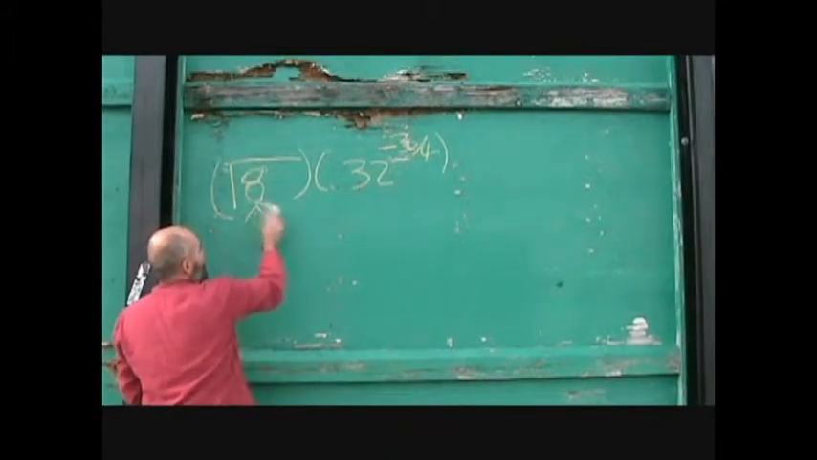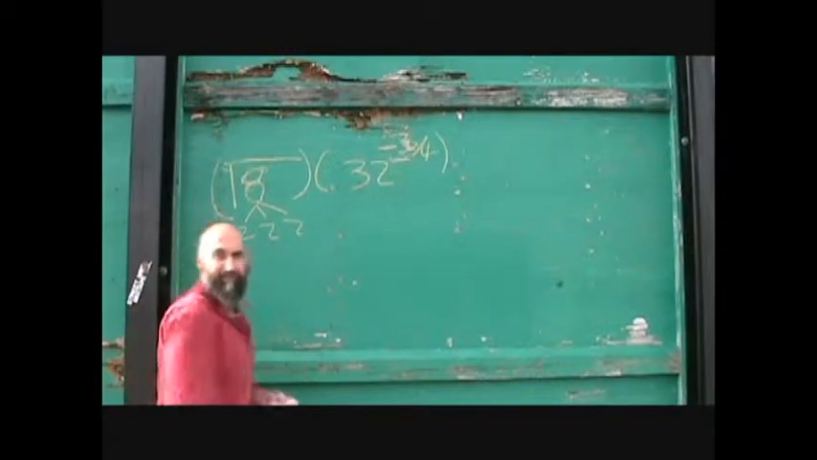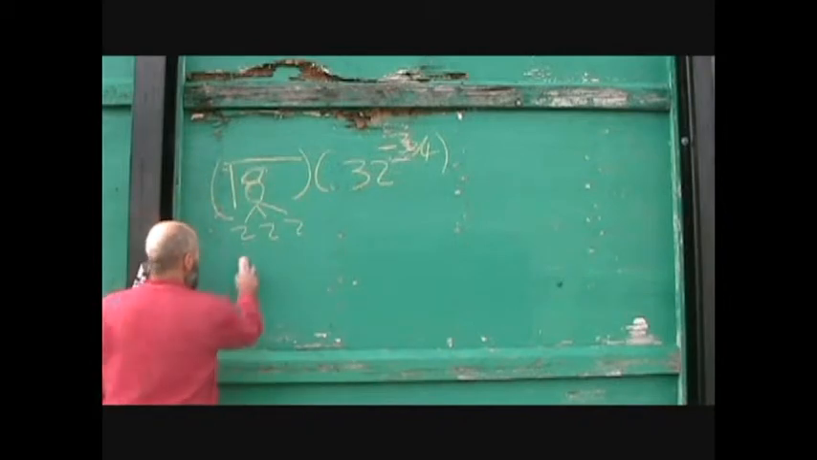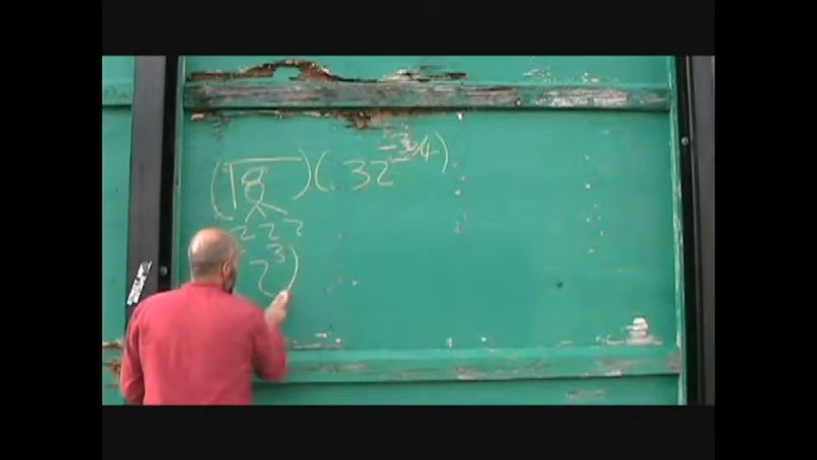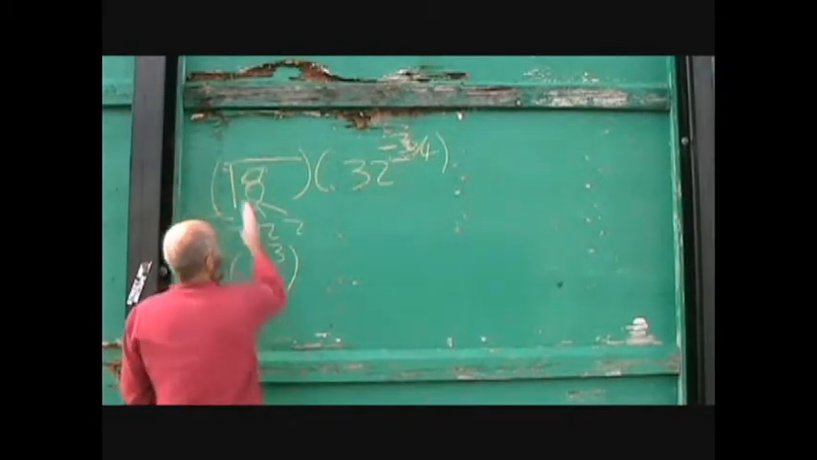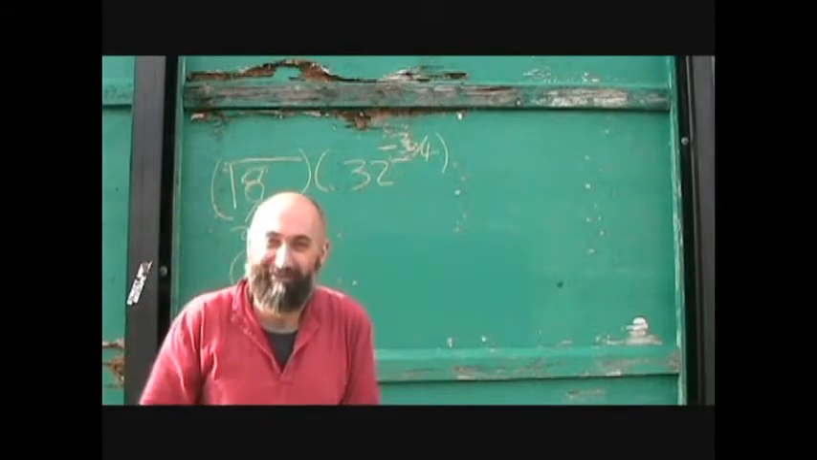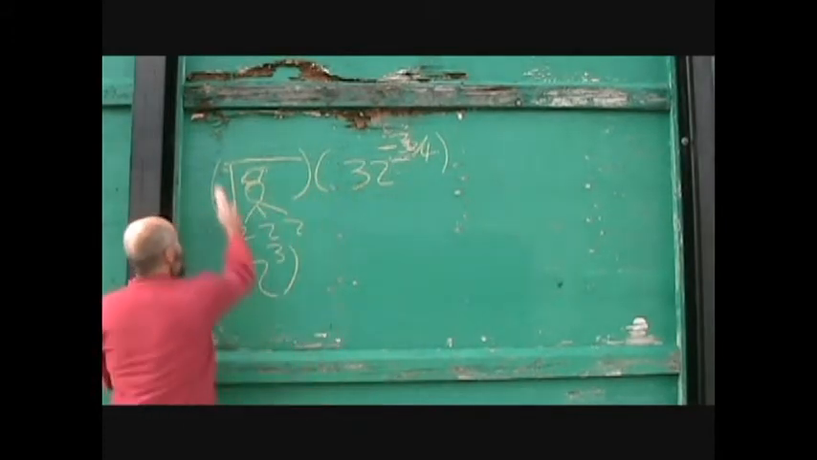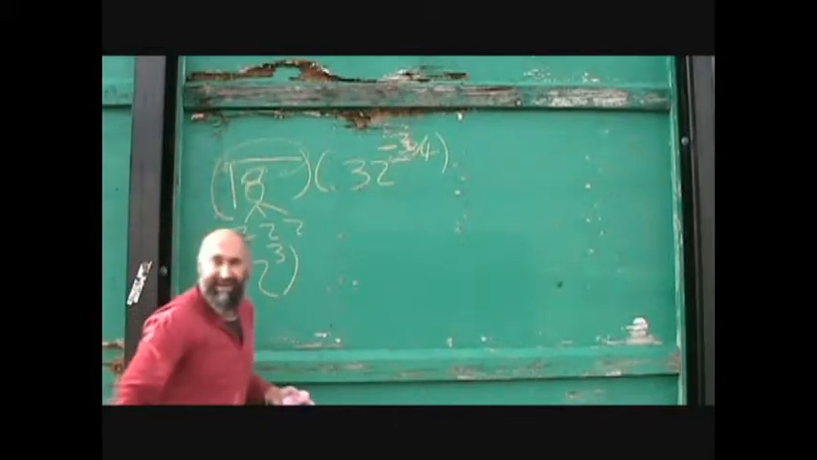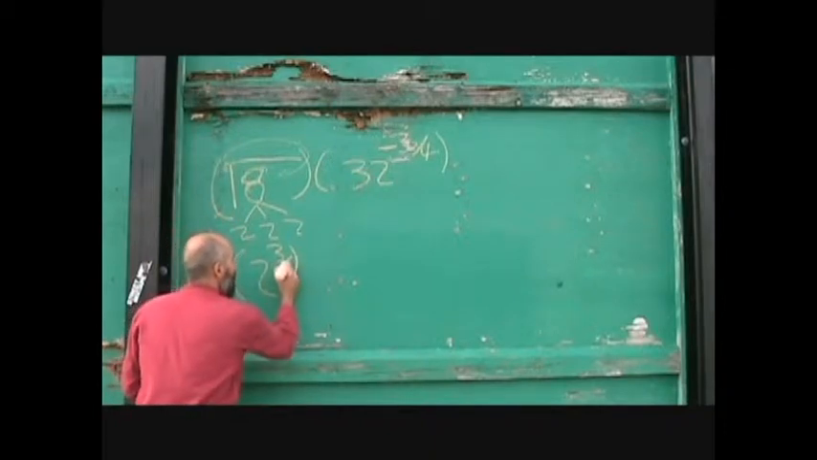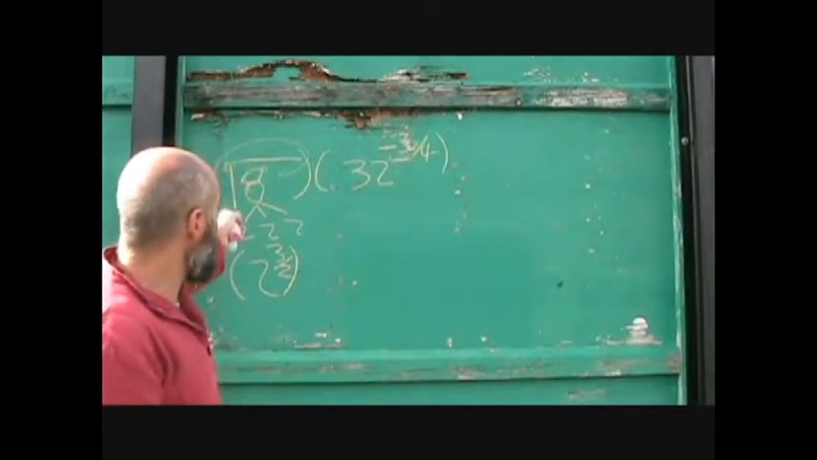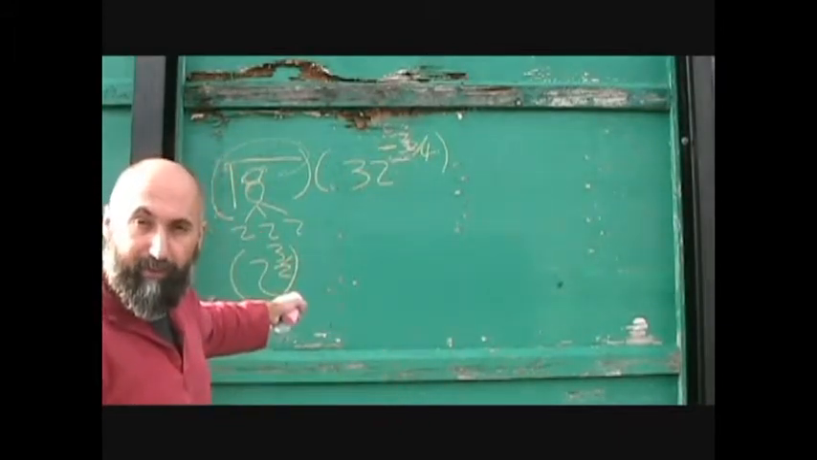8 breaks down into 2 times 2 times 2, right? 2 times 2 times 2 is 2 to the power of 3, right? So this guy becomes 2 to the power of 3. So square root of 8 is 2 to the power, or, I forgot about the square root symbol. The square root symbol, as we talked about before, the 2 over here goes in the denominator as the power. So square root of 8 is 2 to the power of 3 over 2. Okay. 8 is 2 to the power of 3. Square root of 8 is 2 to the power of 3 over 2.